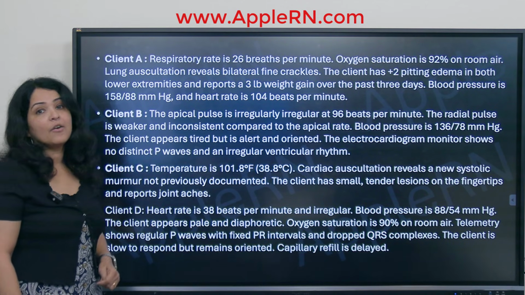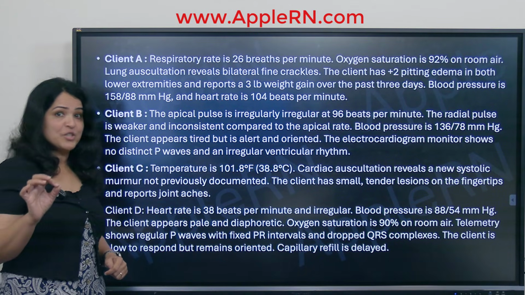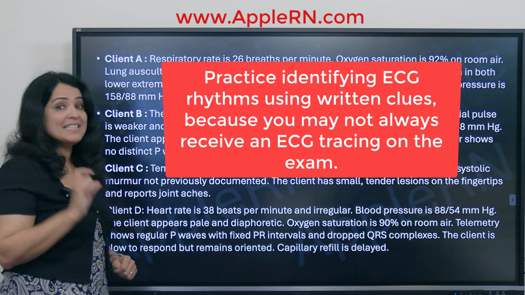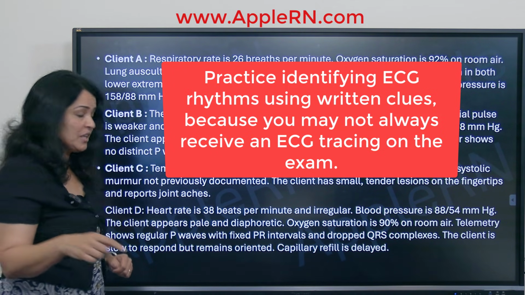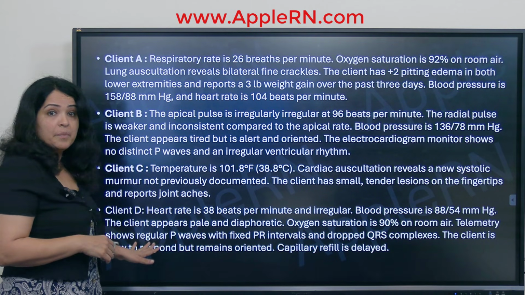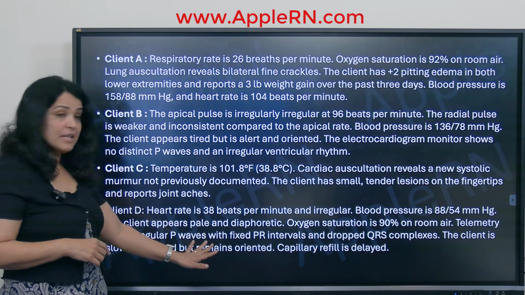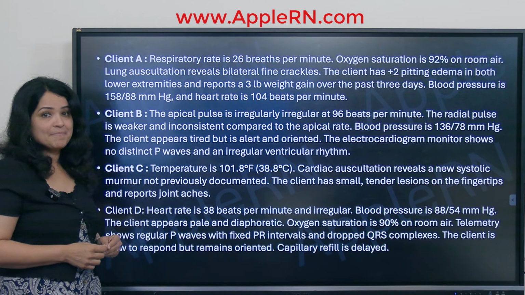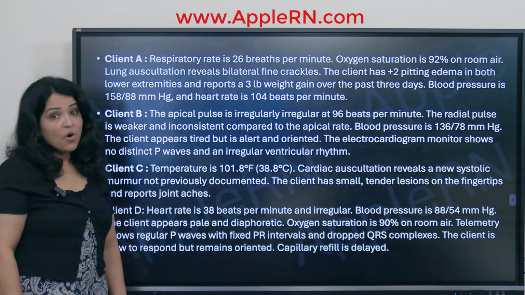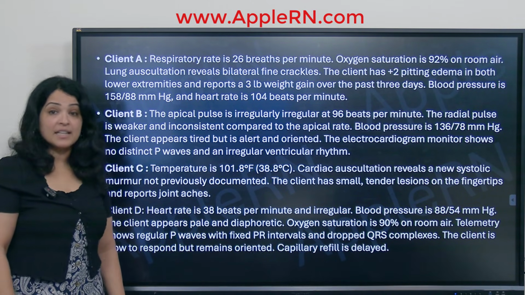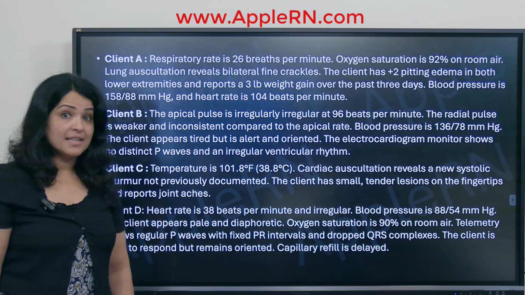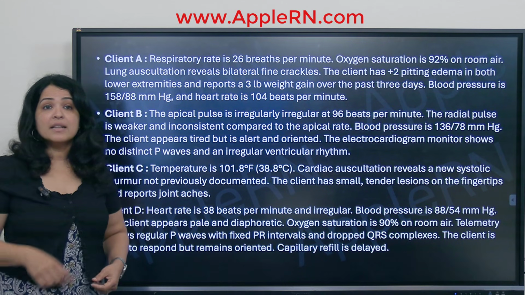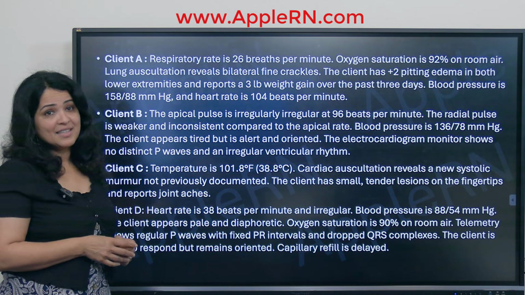Telemetry shows, okay, now again, we don't have the ECG with us, but they have explained to us in words how the ECG looks, okay, the interpretation. It says it's regular P wave with fixed PR intervals and dropped QRS complexes. The client is slow to respond but remains oriented, and the capillary refill is delayed. Okay, it's not good to have a delayed capillary refill, right? That means there is some kind of issue with the circulation.